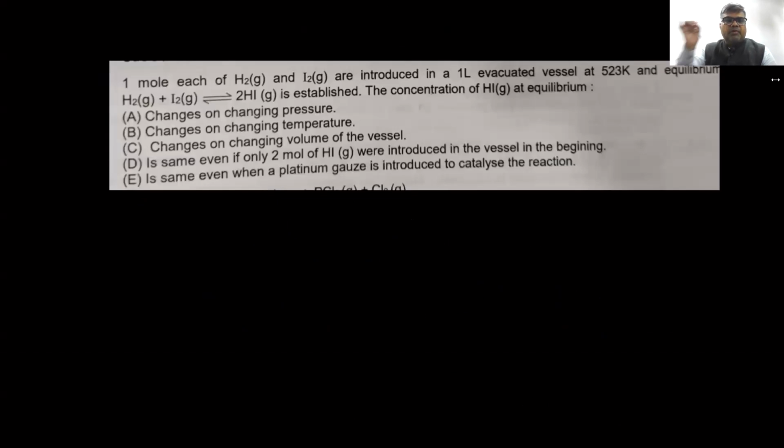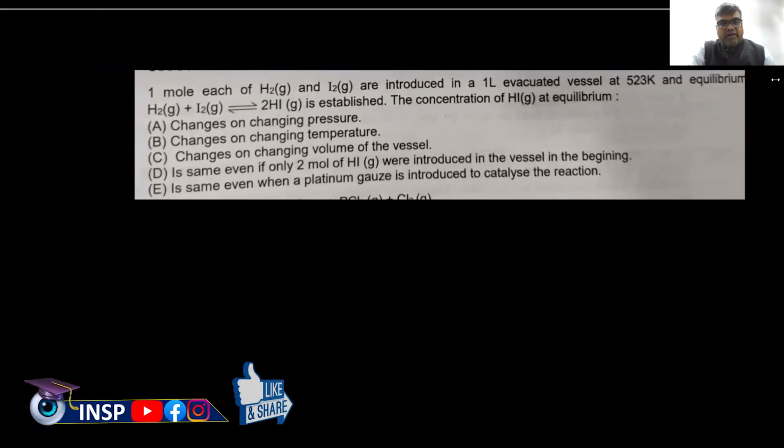This is another question, where again you have to see the concept of change of pressure, volume, and other effects on equilibrium. So it's given 1 mole each of H2, I2 are introduced in a 1 liter evacuated flask at 523 Kelvin, and equilibrium is established. The concentration of HI at equilibrium is asked. So be very careful. I hope till now all of you have understood that whenever an equilibrium question is asked, there are two different questions. One, how equilibrium has been affected. That is one way which most of us know. But whenever it is the concentration of any reactant or product, be careful, you have to deal with moles and volume together.